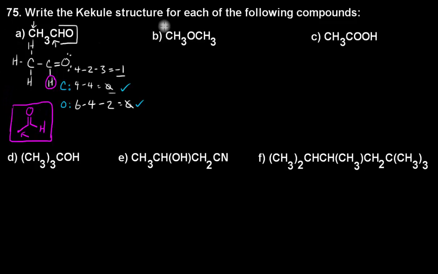Okay. All right, so let's do problem B. I'm going to go through problem D a little bit faster. I'm going to stick with just this kind of condensed Kekulé notation. So for B, we have a CH3 group, and then you have an oxygen and another CH3.